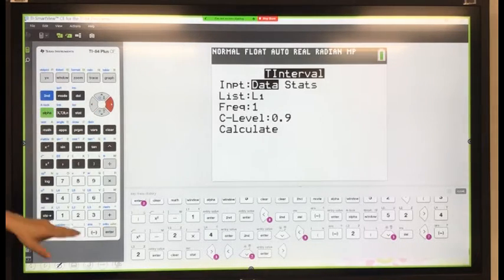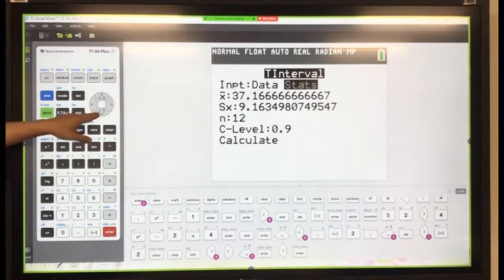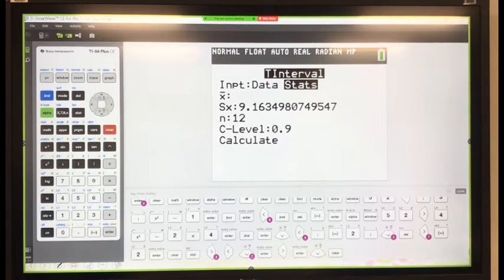I want to go over to stats and plug in my information. So my mean that was given, 2.2. My standard deviation was 4.1.